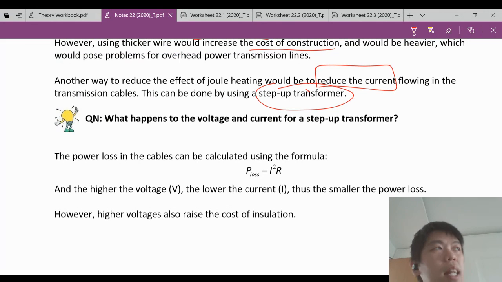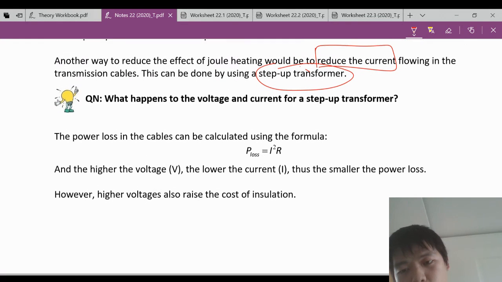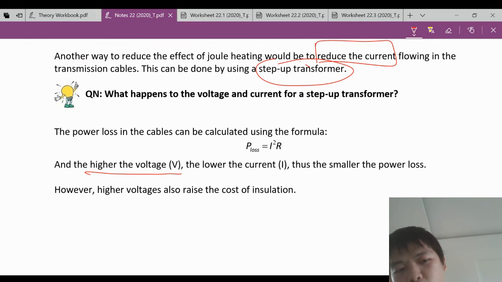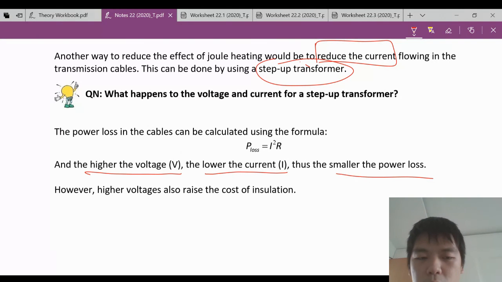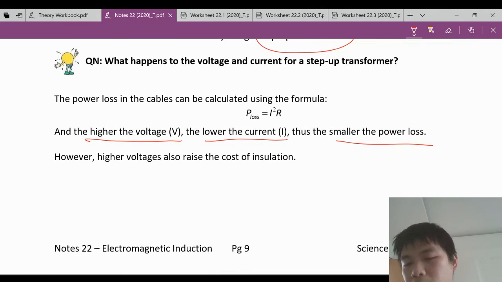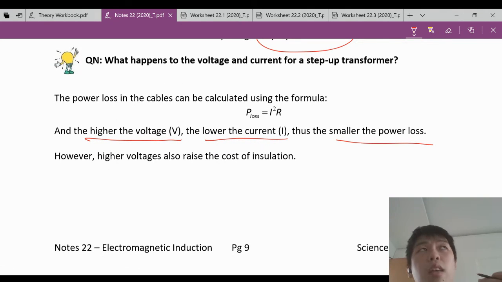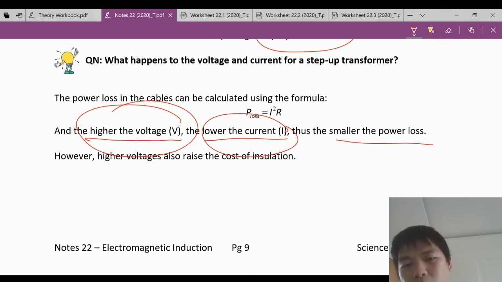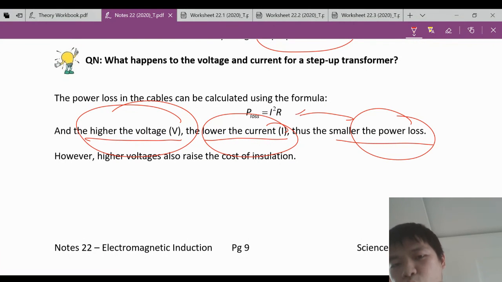So when the electricity leaves the power station, we want to step it up. Okay, so the whole idea here is we want to have a higher voltage. By having a higher voltage, we lower the current, and then we will have a smaller loss of power. At the same time, higher voltage also raises the cost of insulation, but it may not be as expensive or as dangerous as using a bigger wire. So how do you increase the voltage such that we have a lower current? With lower current, we have less power loss due to the formula.